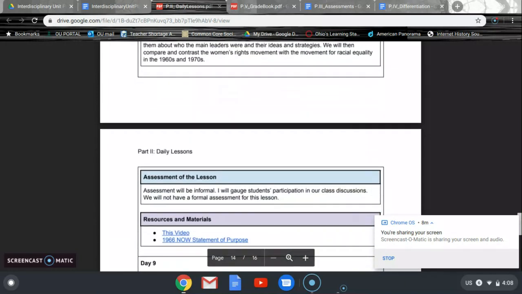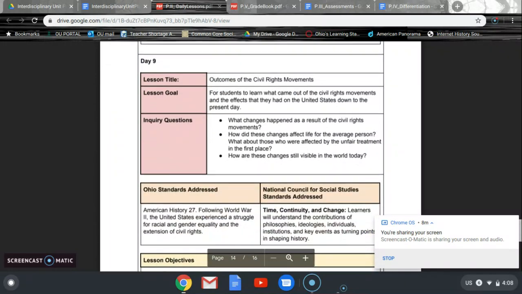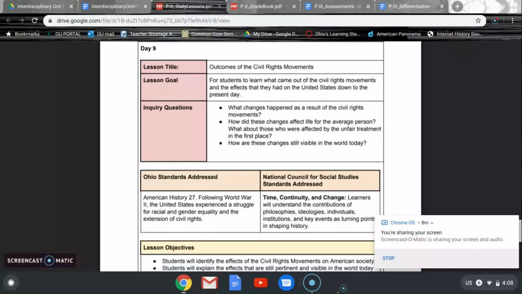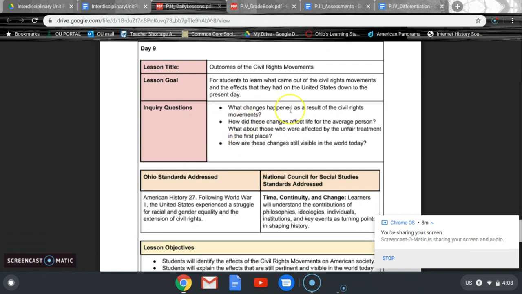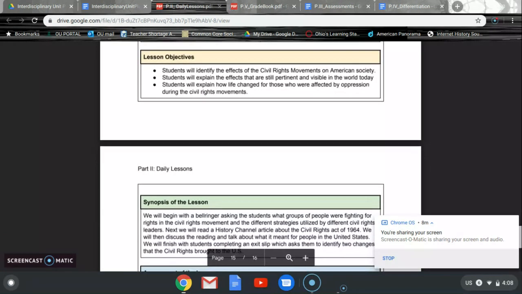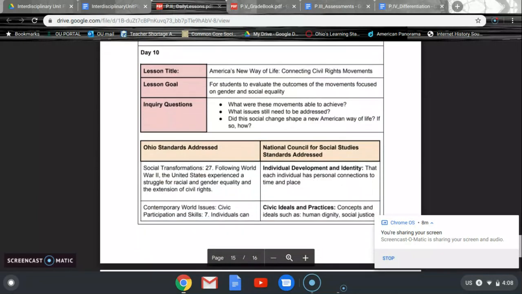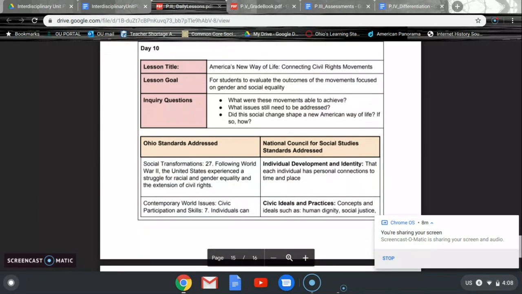Day 9 is focused on the outcomes of these movements and allowing students to judge those things for themselves. If you look at the second big question here, it says, how did these changes affect life for the average person? That's when the students are becoming more critical of these movements and starting to think about their effectiveness. And then in day 10, the real big question, as we can see with that formative assessment, is what were these movements able to achieve and what did they miss the mark on? And then we want to know how this social change shaped a new American way of life. I really challenge the students to ask themselves, did it actually create a new way of life or did it not? And then answer why.